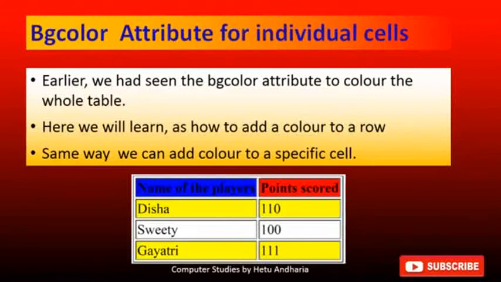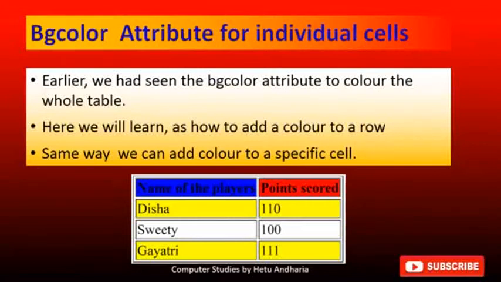Earlier we had learned the usage of bgcolor along with the table attribute, that if we type bgcolor inside the table attribute, then the color of all the cells of that table will get changed. Now bgcolor could also be used to change the color of a specific row, or even you can change the color of a specific cell.